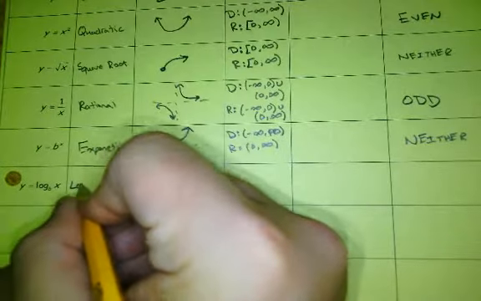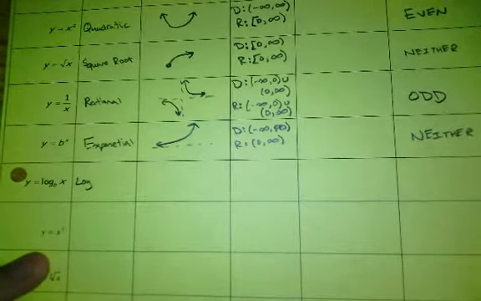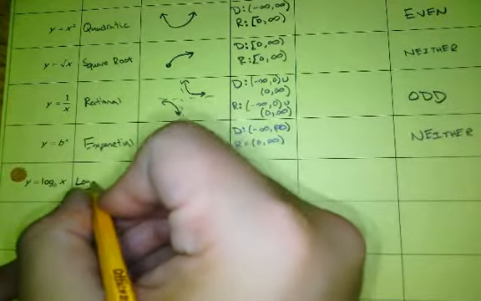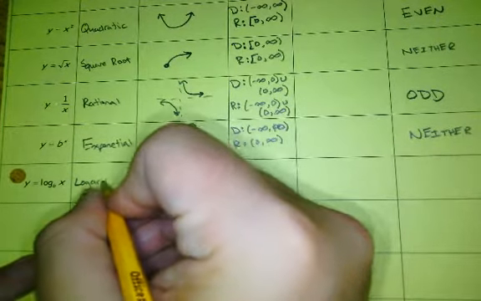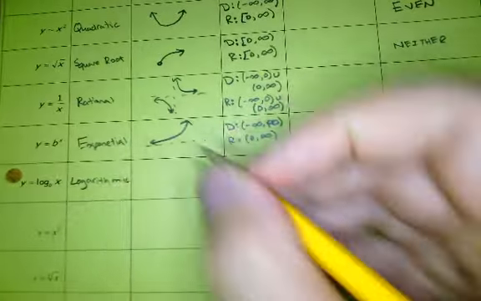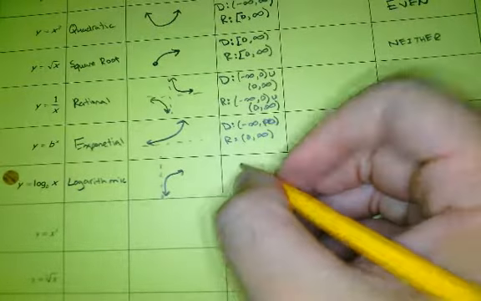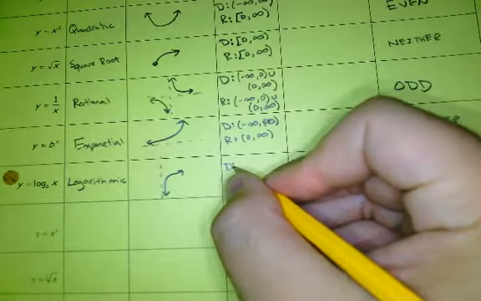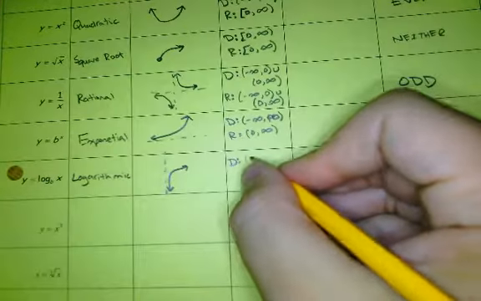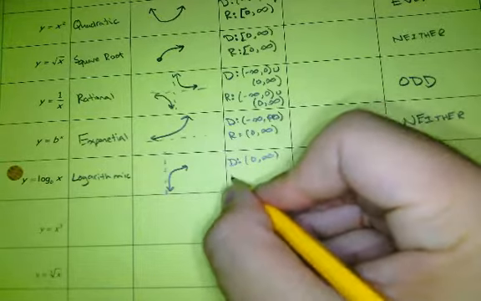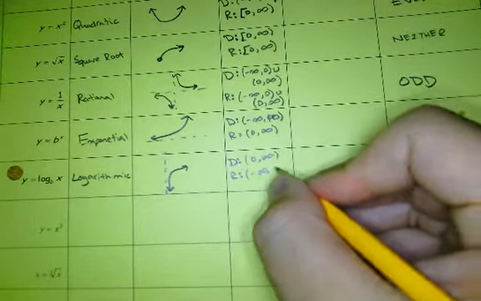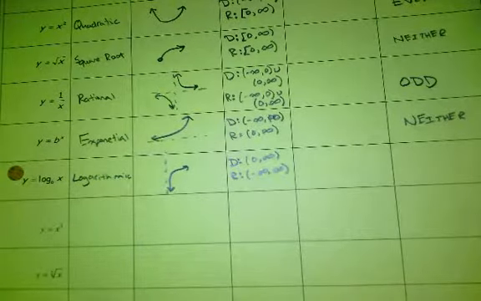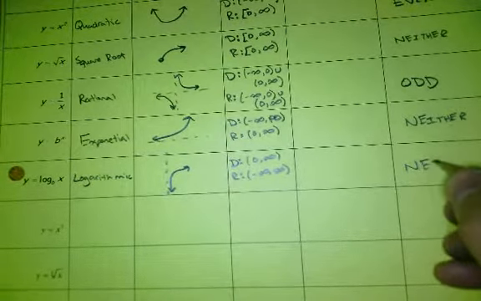Next one, this is a logarithm. Oh, we're really testing my spelling skills here. Hopefully I saw it somewhere. Oh, good, I see it. This is a logarithmic graph. The domain and range are just flipped from the exponential, because they're inverses of each other. And this is neither.